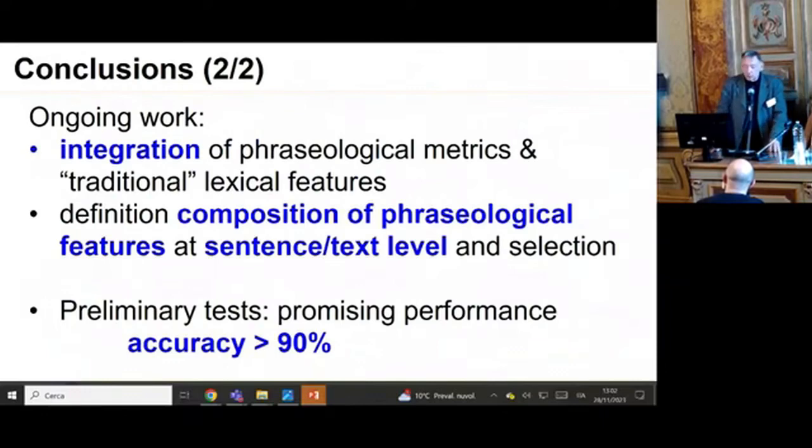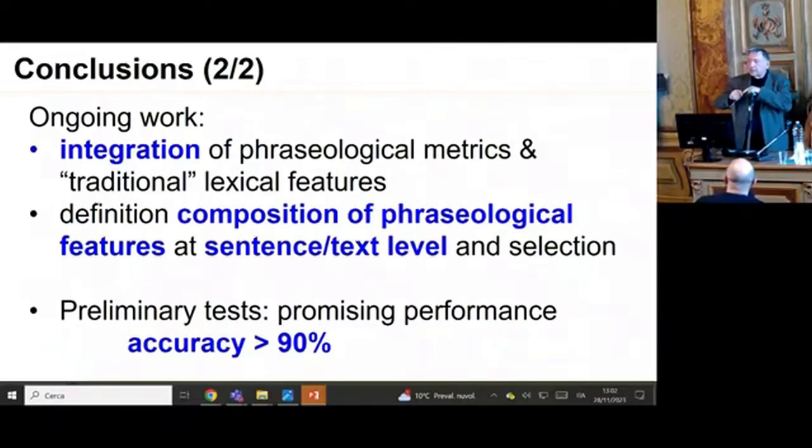We are doing ongoing work, in particular the integration of this phraseological matrix with more traditional lexical features. And one open problem we are working on is to consider the composition of phraseological features at sentence and text level. We have a very well-defined PMI to specify the quality of a single phraseological unit.